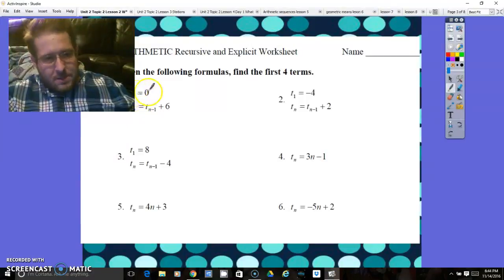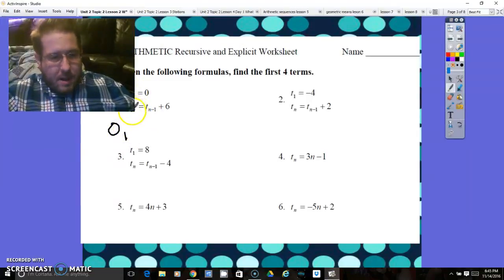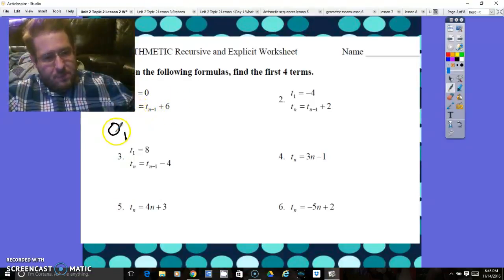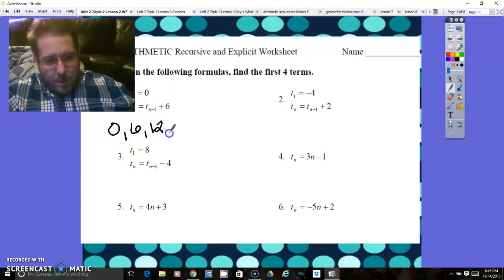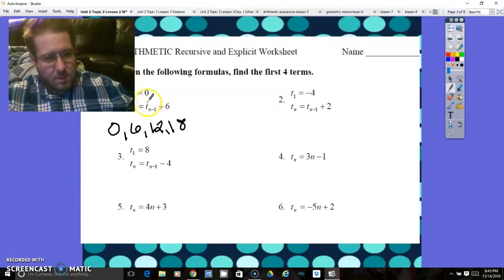So t sub 1 is equal to 0. That means the first term of the sequence of numbers is 0. And then down here, the rule says any number is found by taking its previous number and adding 6 to it. So I can make n the second term. So this is the first term. Let's make n 2. So 2 minus 1 is 1. So we take the first term and we add 6 to it. So 0 plus 6 makes 6. And you keep following that pattern, and there are the first 4 terms.